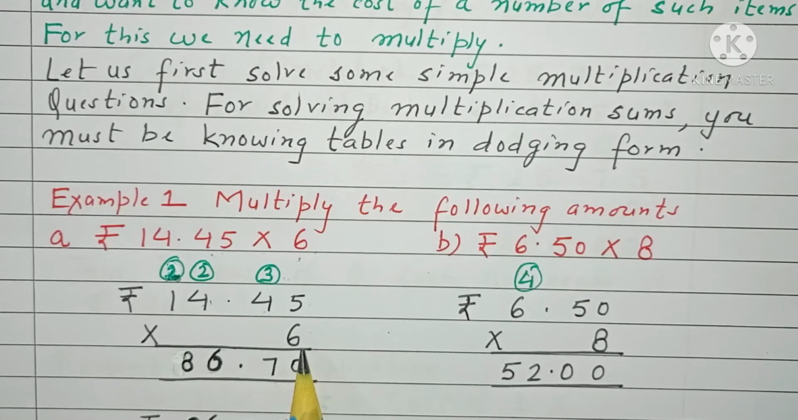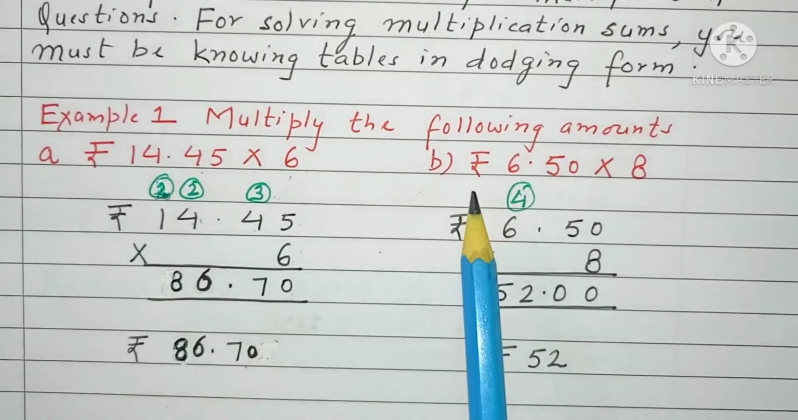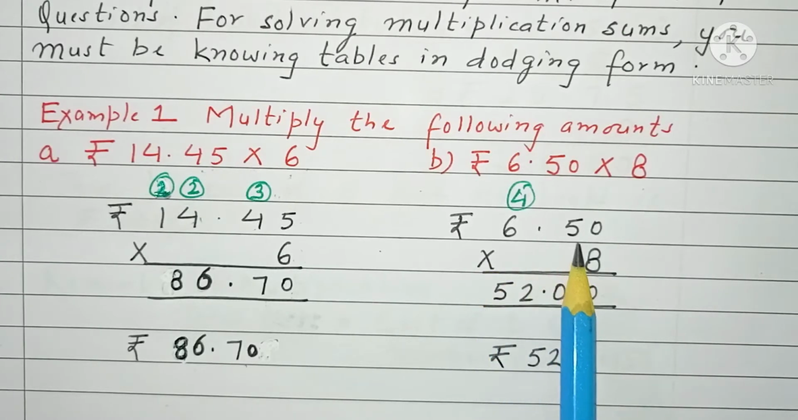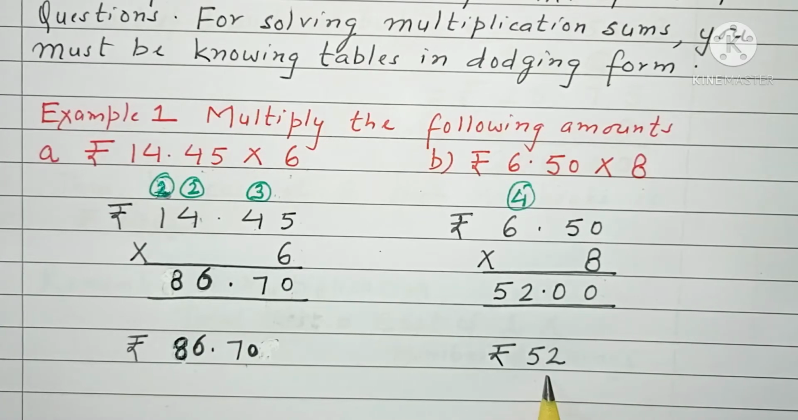So, on multiplying by 6, 6 fives are 30, 0, 3 carryover. 6 fours are 24 plus 3, 27, 2 carryover. 6 fours are 24 plus 2, 26, 2 carryover. 6 ones are 6 plus 2, 8. The answer comes out to be rupees 86.70. Now, coming to the B part, which is rupees 6.50 multiplied by 8. When rupees 6.50 is multiplied by 8, the answer comes out to be rupees 52.